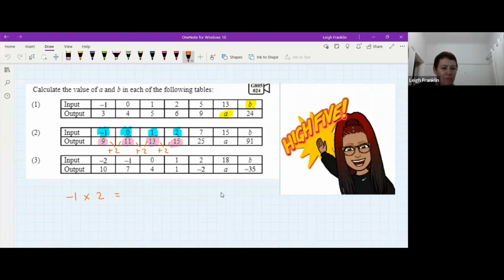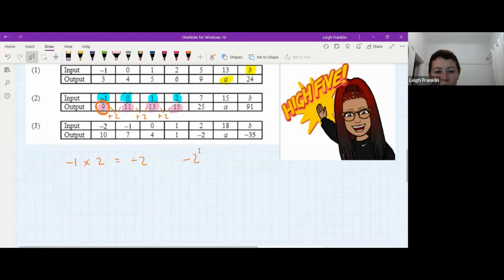-1 times 2. Maybe -2. That's quite right. But do I get -2 as my answer in the table? Is that -2? No, it's not. The one that I just drew the orange circle around, that is 9, isn't it? Exactly. So now I've got to take -2 and do something to it so that I get 9. So what can I do to -2 to get 9 out?